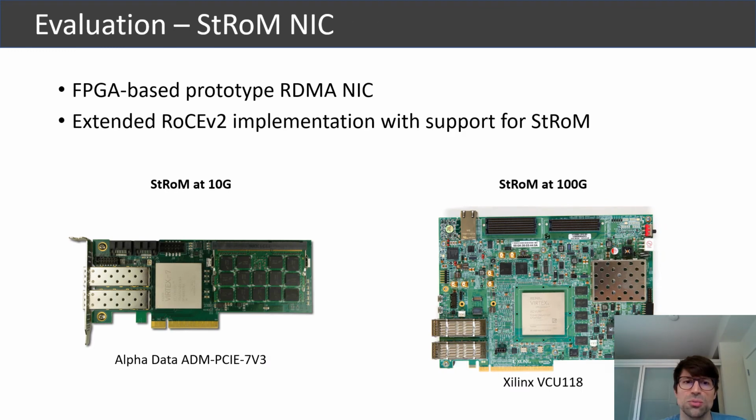To evaluate StRoM, we implemented our own FPGA-based prototype RDMA NICs. The RoCE stack deployed on our prototype NICs supports one-sided RDMA operations. We additionally extended it with 2 more commands to support StRoM kernels on the NIC. The architecture of our StRoM NIC is quite flexible and supports network speeds from 10G up to 100G.